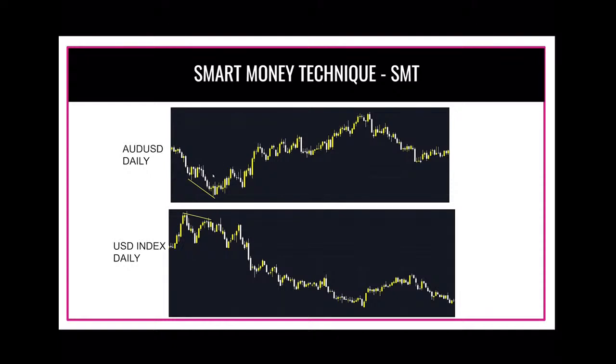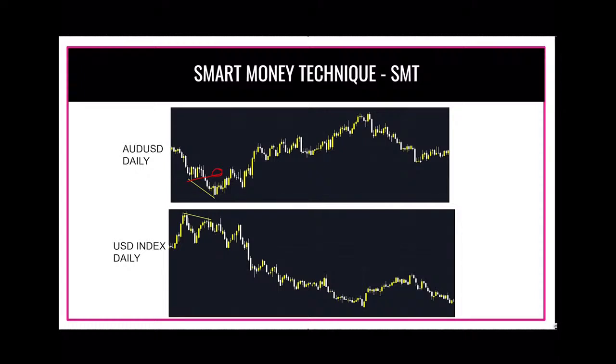But instead it made a lower low. So in a perfectly in sync world, Australian dollar, US dollar should have done this. Because if they're inversely correlated, it should have had the exact same price movement as the US dollar index. But the US dollar index showed you where Australian dollar, US dollar should have been. It should have been right here, but it didn't.